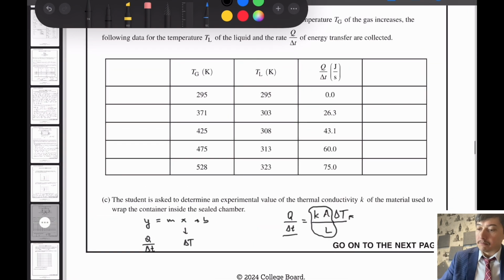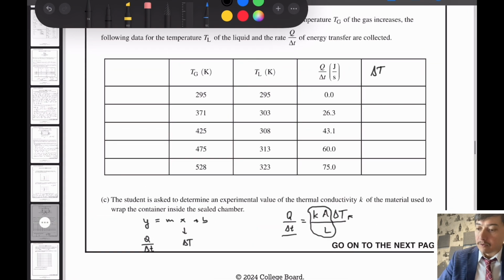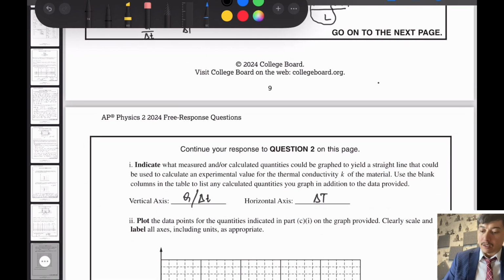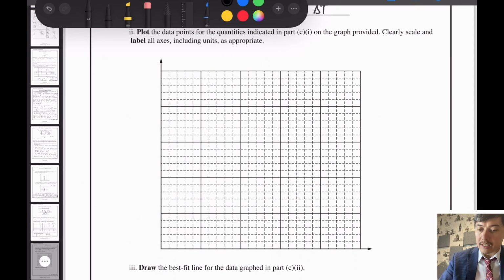So on the table we have to calculate this. So 295 minus 295 is 0, 528 minus 323 is 205 if I am not wrong. Now next I think the plotting graph. So Q over delta t, unit is joule per second, and temperature difference in Kelvin, let's say.